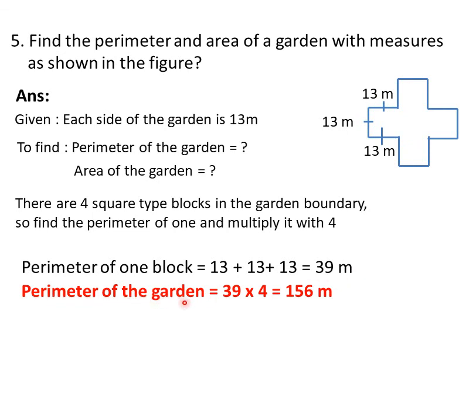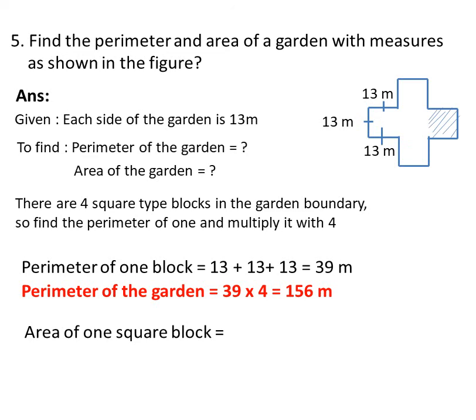सो पेरीमीटर ऑफ द एंटायर गार्डन क्या हो जाएगा, 39 इंटू 4, क्योंकि 4 ब्लॉक्स है. सो दैट गिव्स अस 156 मीटर्स. वैसे ही एरिया ऑफ वन स्क्वायर ब्लॉक है ना. अब हम टोटल एरिया फाइंड आउट करेंगे तो हम क्या करेंगे, एक ब्लॉक का एरिया फाइंड आउट करेंगे. एंड यहाँ पे कितने ब्लॉक्स है, पहले हमने देखा 5 ब्लॉक्स है ना, तो हम एरिया एक का फाइंड आउट करेंगे और 5 से मल्टीप्लाई करेंगे.